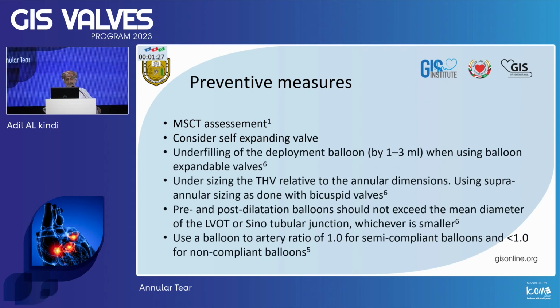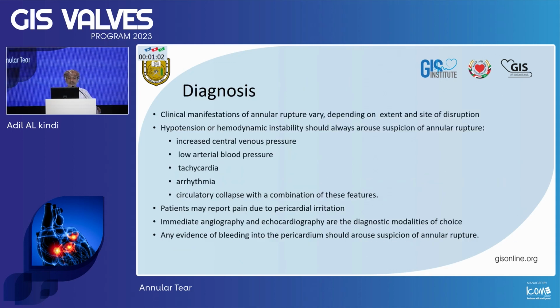Using supraannular sizing, like the one we do with bicuspid valve, is recommended by certain authors, and this could be kept in mind. And when you use a pre or post balloon dilatation, you make sure that it's smaller than the smallest dimension of the annulus. Use a balloon to artery ratio of 1 for semi-compliant balloons and less than 1 for non-compliant balloons.